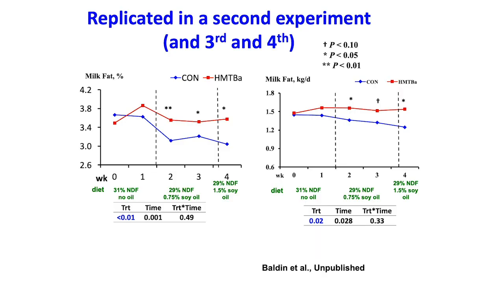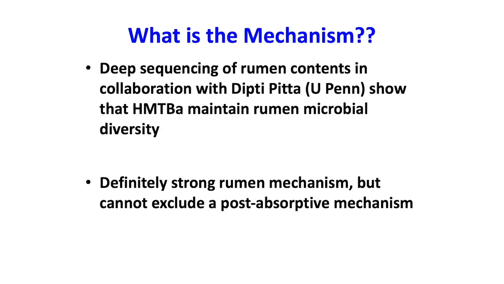So we went on to replicate this in a second, third, and fourth experiment. So this is the second experiment, using a similar approach, where we can see when we go into a moderate and a high-risk challenge period that we prevent that shift to the trans 10 pathway and maintain higher milk fat percent. What's the mechanism? Well, our recent deep sequencing data show that HMTBA maintains rumen microbial diversity. We're not sure exactly which of those microbes is important, but it is a rumen effect.